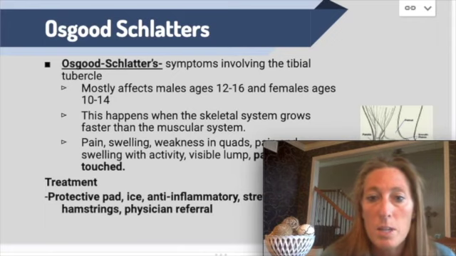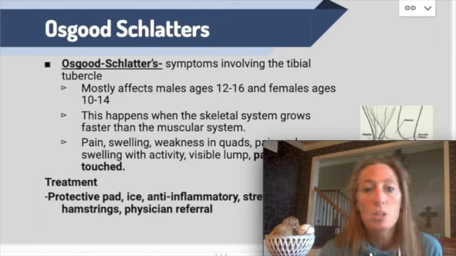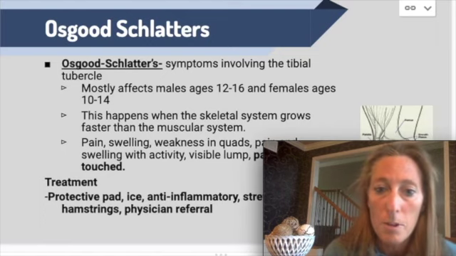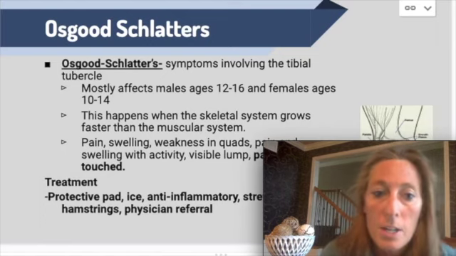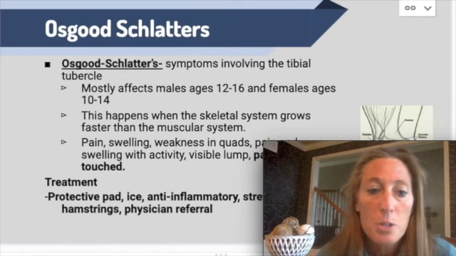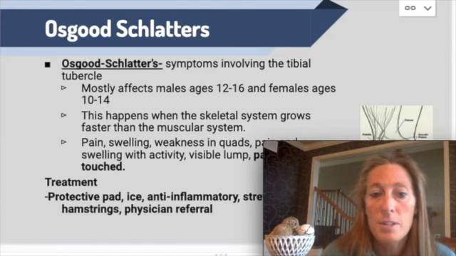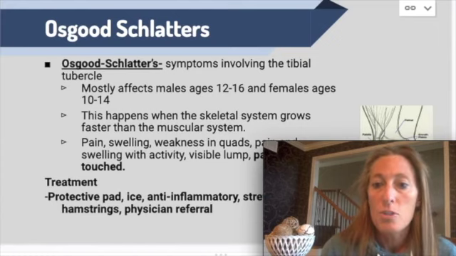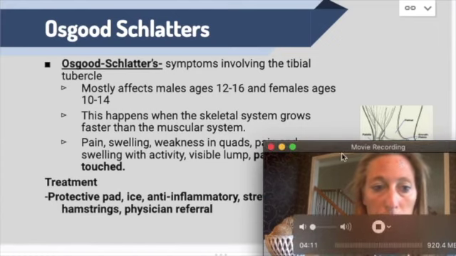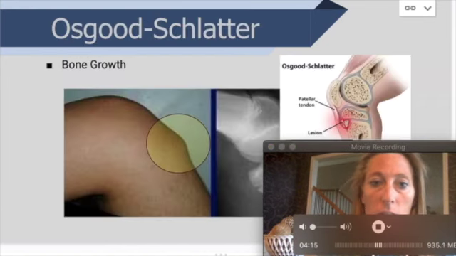There's going to be pain and weakness of the quads, and swelling with activity, and a visible lump on the front that you can palpate on the tibial tuberosity. The treatment is going to be a protective pad, ice, anti-inflammatories, and physician referral for some. Once again, here's a picture of what Osgood-Schlatter's would look like.